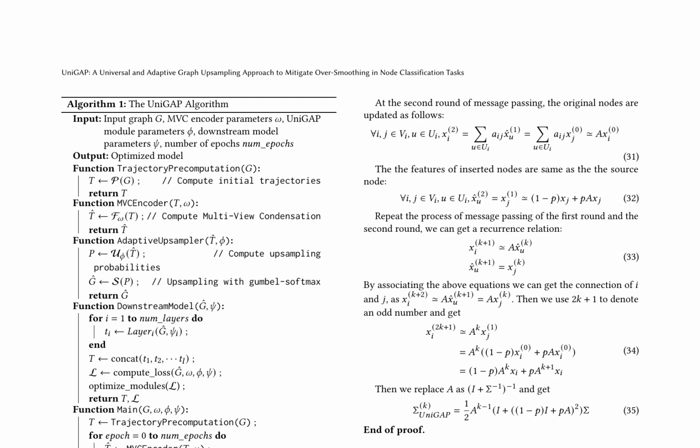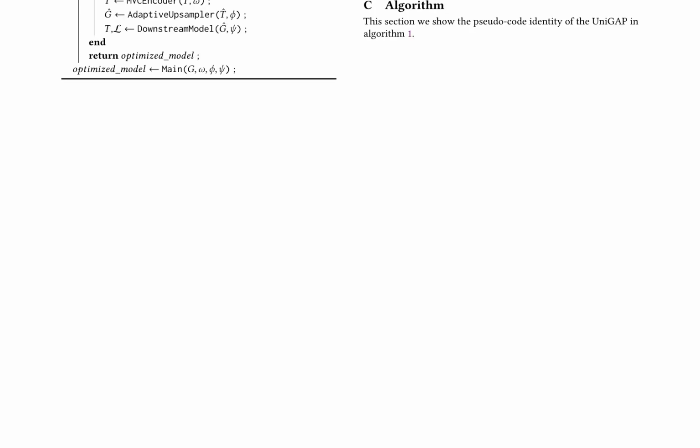The downstream model function trains a model on the upsampled graph G, using parameters psi, and computes the loss. The model parameters are iteratively updated to minimize this loss. The main function orchestrates the entire process, starting with trajectory precomputation, followed by multiple rounds of encoder, upsampler, and downstream model operations. The optimized model is returned as the output. The mathematical equations provided elucidate the message passing process within the UniGAP algorithm, demonstrating how node features are updated and how the algorithm mitigates oversmoothing.